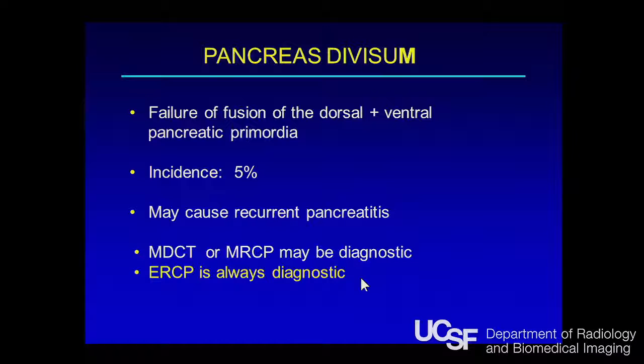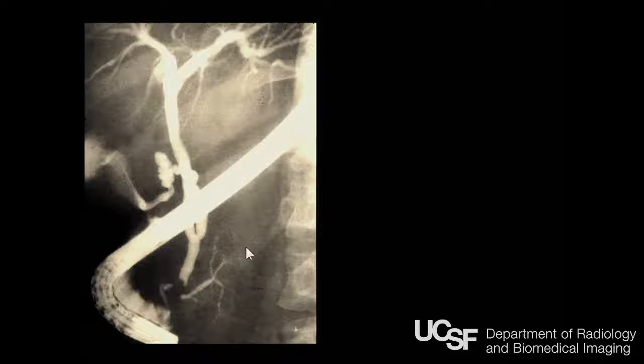ERCP is always diagnostic, but if you think about it, you can also identify divisum on multi-detector CT and also MRCP. So this is the classic appearance on ERCP, where the gastroenterologist advances the scope to the major papilla, injects, and you see this shortened duct. This is actually the duct of Wirsung. He has not filled the duct of Santorini. All right, so this is the ventral duct, which is clearly truncated. However, when you look at the termination of this shortened duct, you'll see that there's a normal branching pattern.